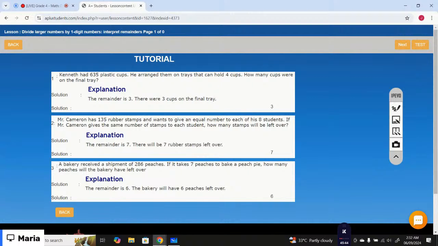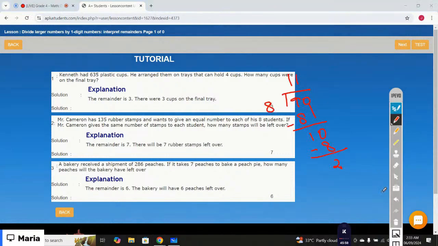Kenneth had 635 plastic cups. He arranged them on trays that can hold 4 cups. How many cups were on the final tray? So they are exactly the same, but now you don't have the one digit number, you have the larger numbers, right? You have to divide 653 by 4.